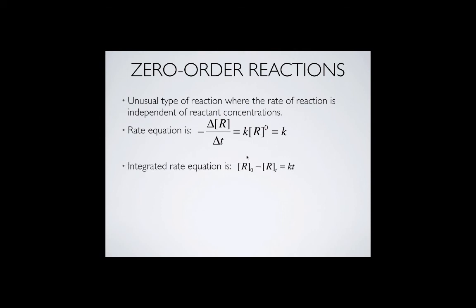And the integrated rate equation here is the concentration of the reactant at time 0 minus the concentration of the reactant at time t is equal to kt. And the units of k are molarity over time. That's not a minus sign, it's just a separator.